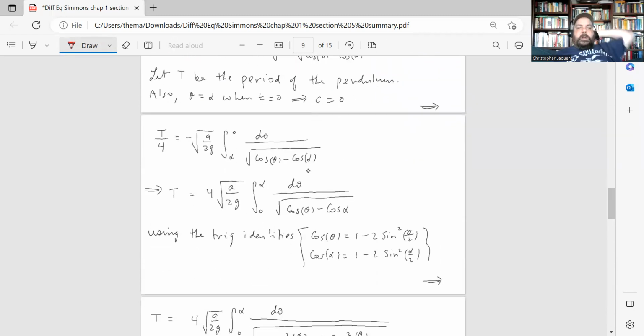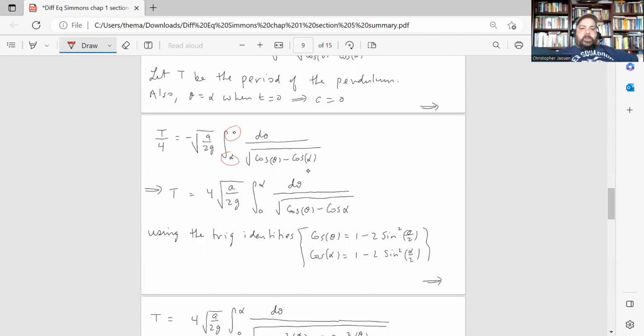So t over 4 is equal to this integral here. We can get rid of the arbitrary constant because theta is alpha when t is 0, so that means that c has to be 0, right? Because if you go from alpha, the integral from alpha to alpha is 0, right? So you get this integral here with the limits of integration.